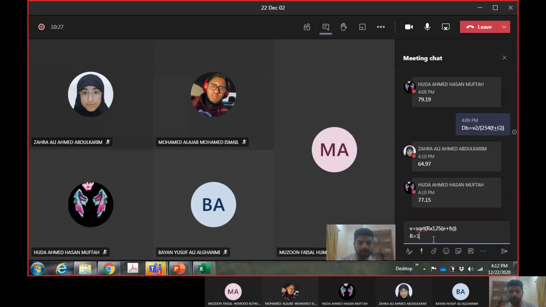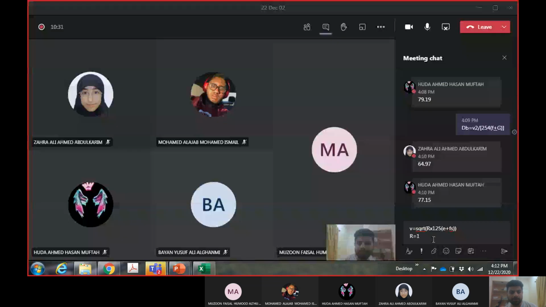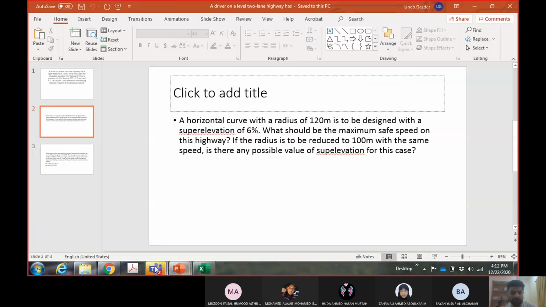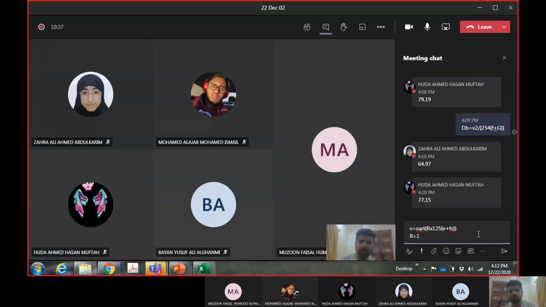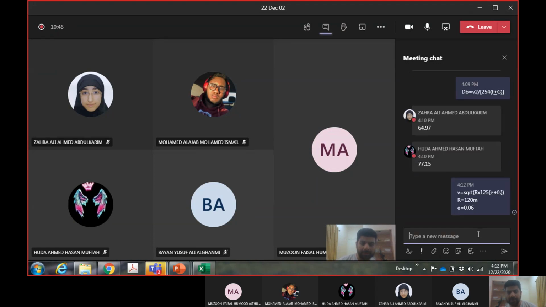Let me write down the values. R is 120 meters, right? R is 120 meters and E is 0.066%. So the only thing is, what should we do with Fs and V?